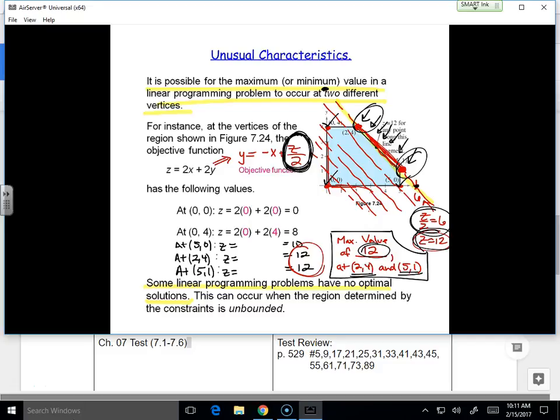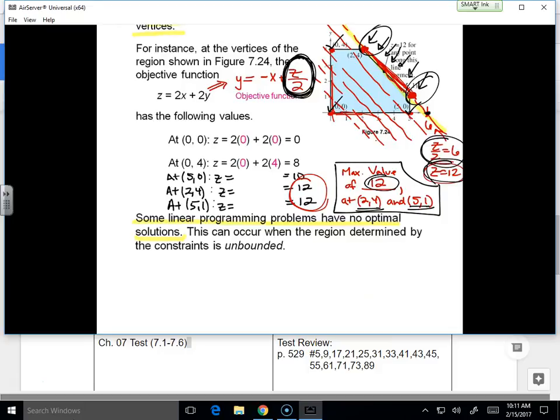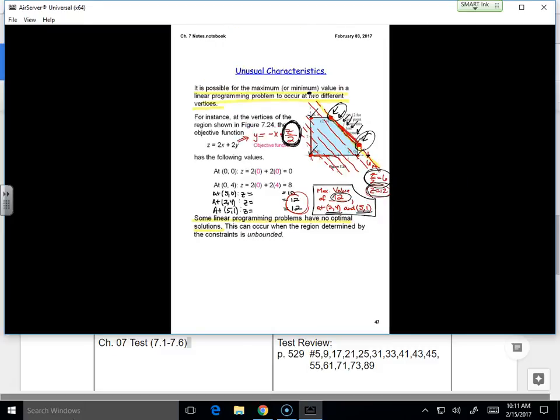However, at the very, very bottom of the page is actually saying, okay, not only could you have more than one vertex tie and have the same max, which we're fine, we found the max, it's 12. That's kind of like the first weird thing that can happen. There's a second weird thing that can happen. Some have no optimal solutions, meaning no maximum. And let me show you a quick example of what that would look like. We could even use the exact same objective function. We can even use z equals 2x plus 2y.